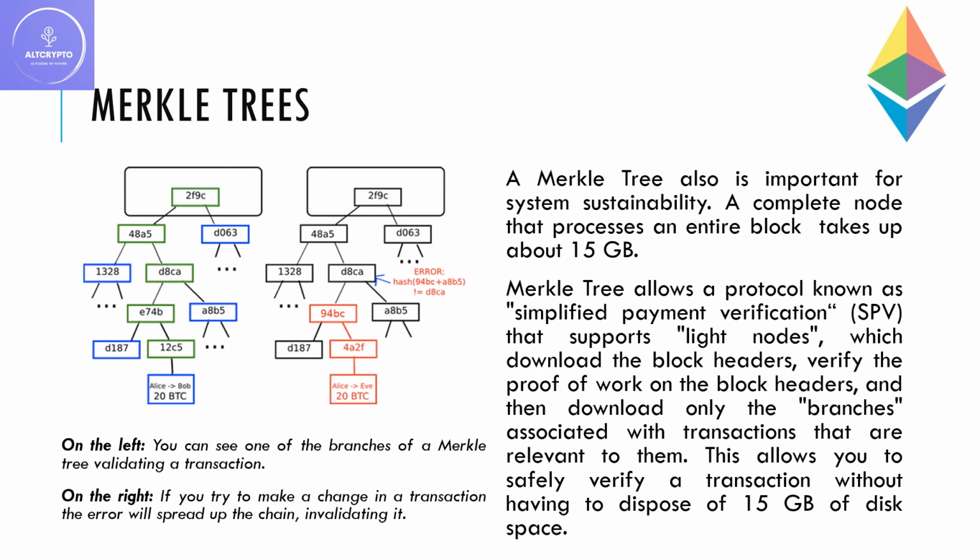On the left, you can see one of the branches of a Merkle tree validating a transaction. On the right, if you try to make a change in a transaction, the error will spread up the chain, invalidating it.